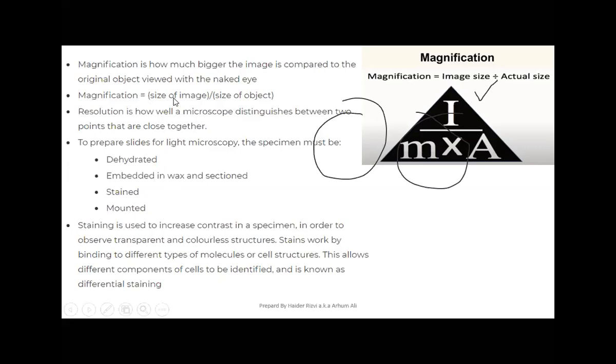Now, to prepare slides for light microscopy, this specimen must be very important. जब भी आप अपने स्कूल में भी या कॉलेज में भी जब भी आप अपनी स्लाइड्स को, स्पेसिमेंस को प्रिपेयर करेंगे ऑब्जर्व करने के लिए, तो you will be always needing कि आपका एक स्पेसिमेन डिहाइड्रेटेड हो, embedded in wax and sectioned हो, stained हो और mounted हो. अब हमें ये चीज़ें पढ़ने की क्यों ज़रूरत है?